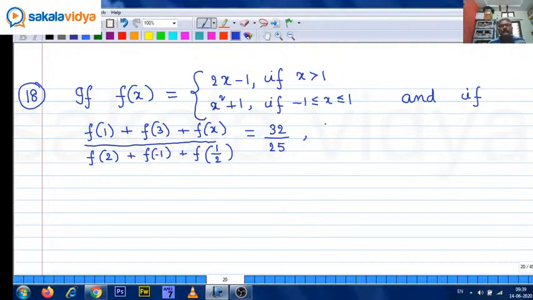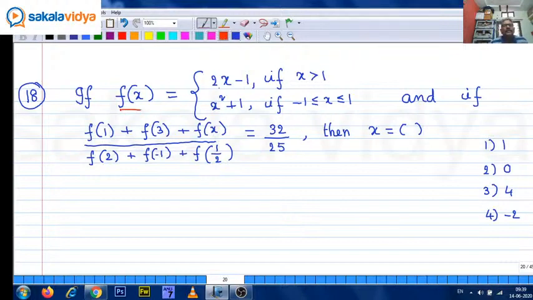Then x equals to: first option 1, second option 0, third option 4, fourth option minus 2. Right.